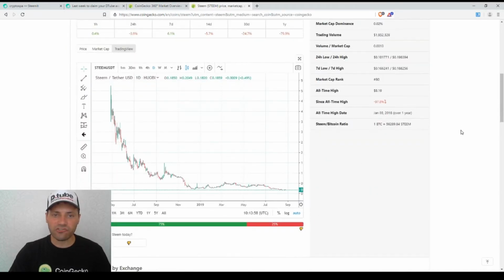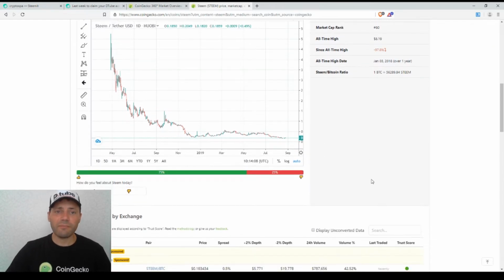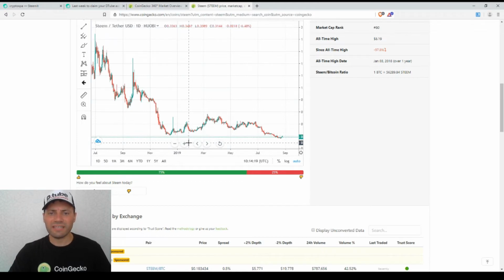This is how the price chart of Steem against the US dollar, or actually USDT, looks on the 1 day time frame. Just to remind you, in my view, we're still in this downtrend. We have this sequence of descending highs and to some extent descending lows. Actually, recently we don't have an obvious sequence of descending lows.